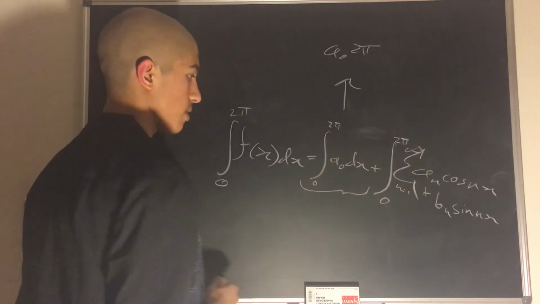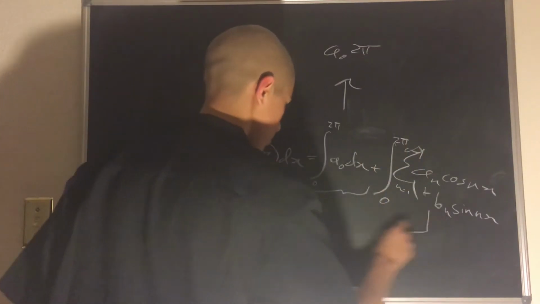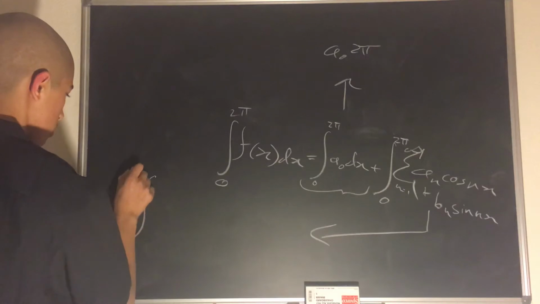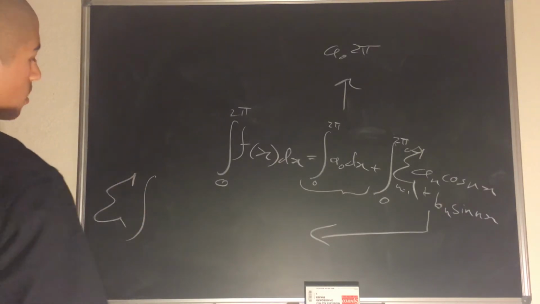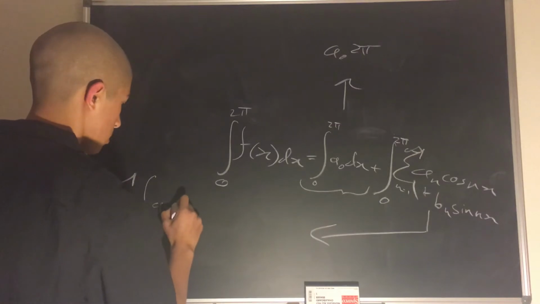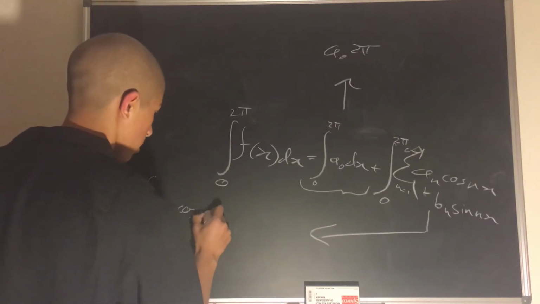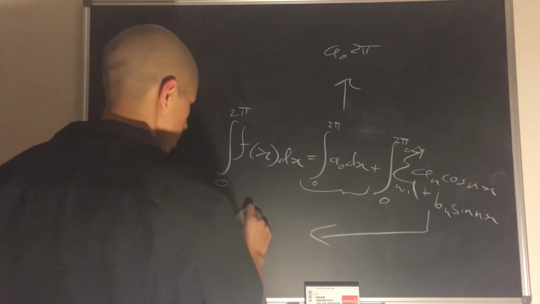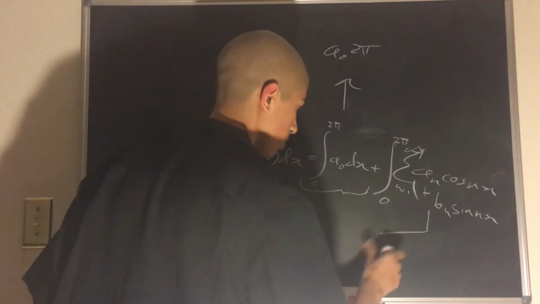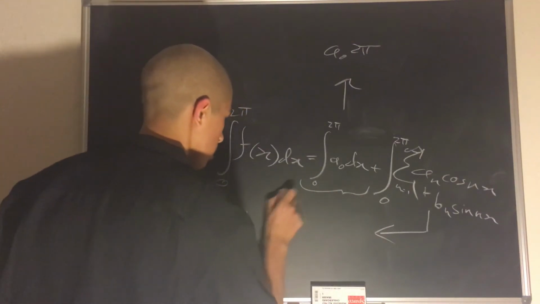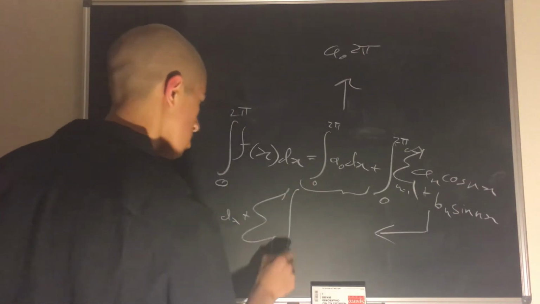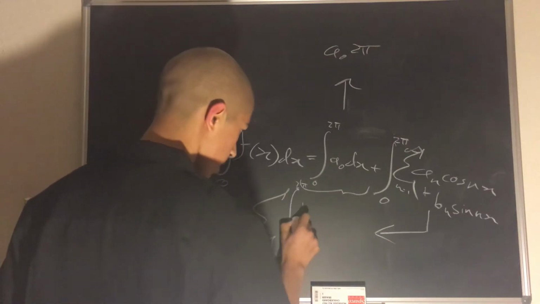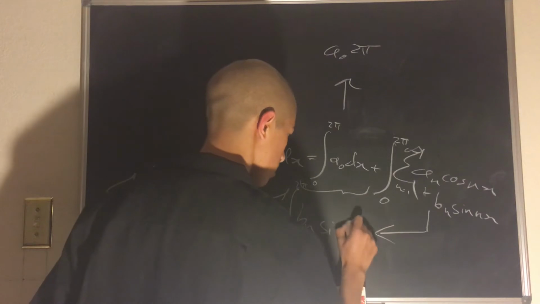So now we can expand this. We can rewrite this as the sum of the integrals an cosine nx from 0 to 2 pi dx plus, make my arrow a little bit shorter, plus some integral 0 to 2 pi bn sine of nx.